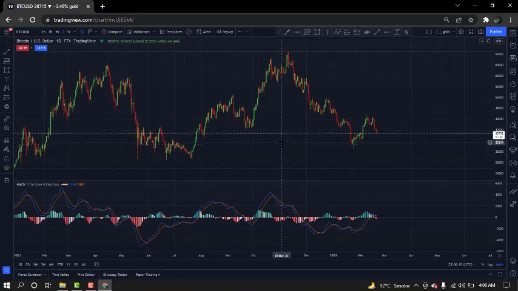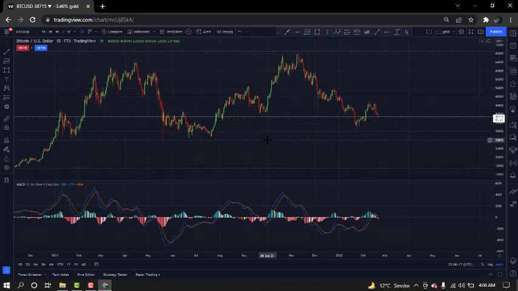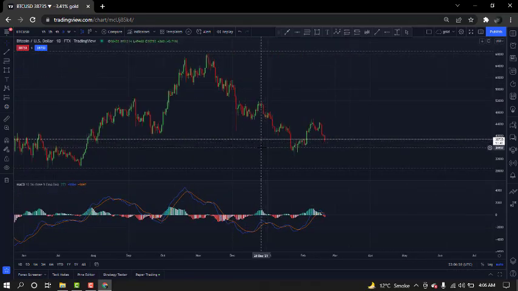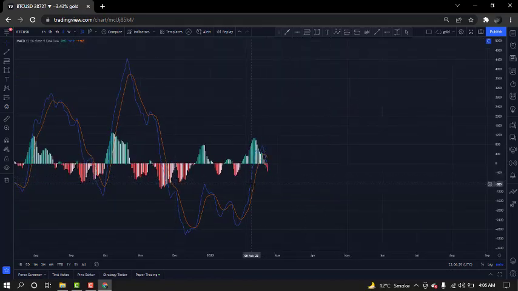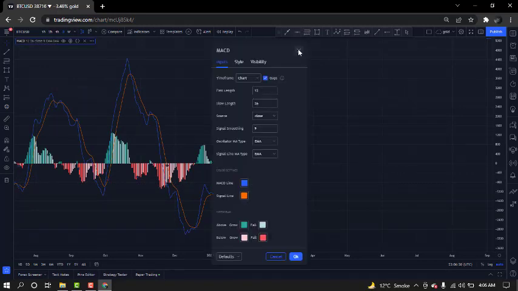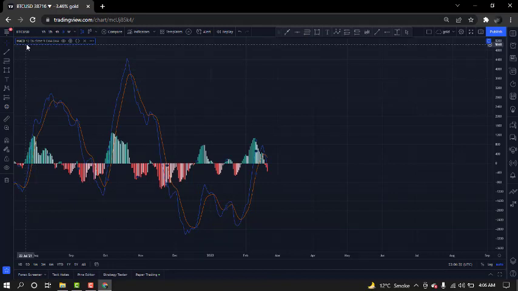This is MACD. Basically, the simplest rule for MACD is, you can see a blue line and an orange line. The blue line represents the 12 exponential moving average, and the orange line is the 9 exponential moving average.